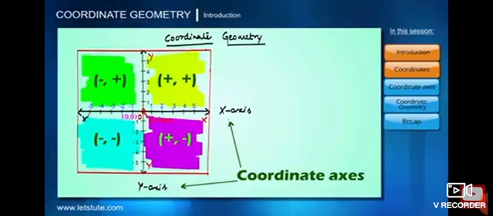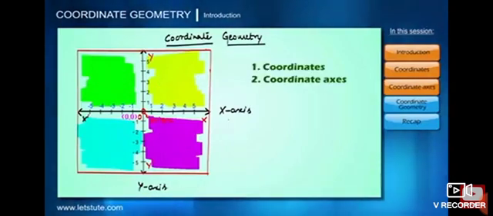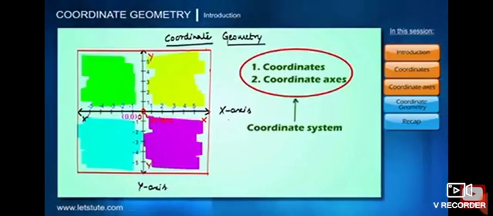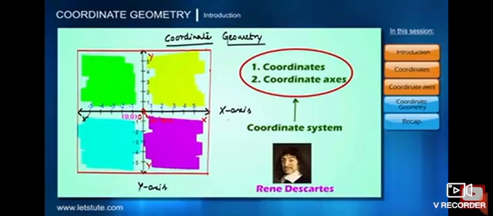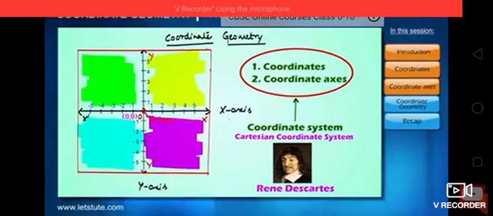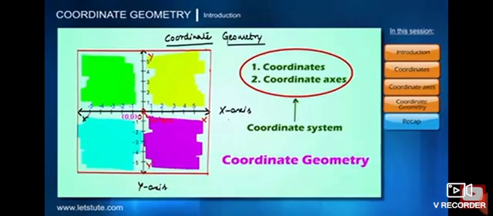These two reference axes, the x-axis and y-axis, are called coordinate axes. So now we know what coordinates and coordinate axes are. This whole system is called the coordinate system, and it was given by the great French mathematician René Descartes. Therefore, this coordinate system is named after him as the Cartesian coordinate system. When the concepts of this coordinate system are used in geometry, it is called coordinate geometry.